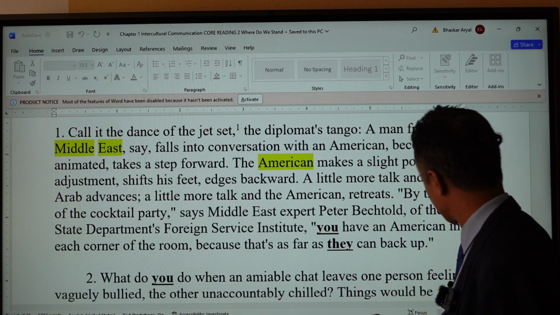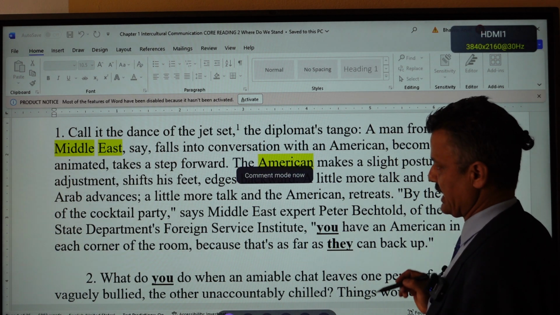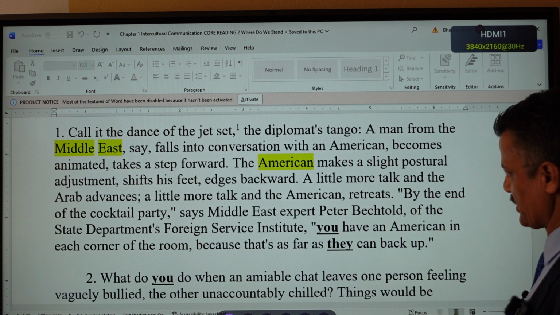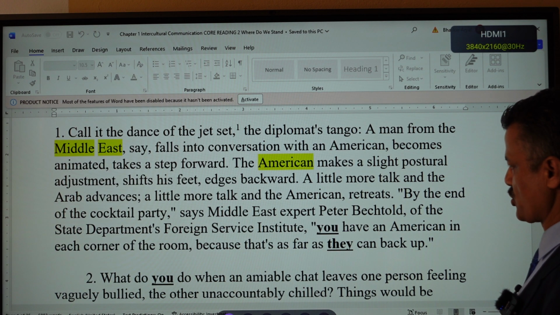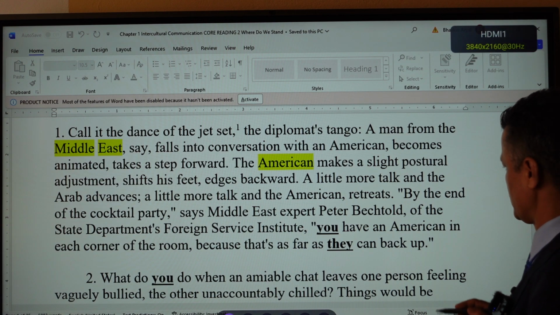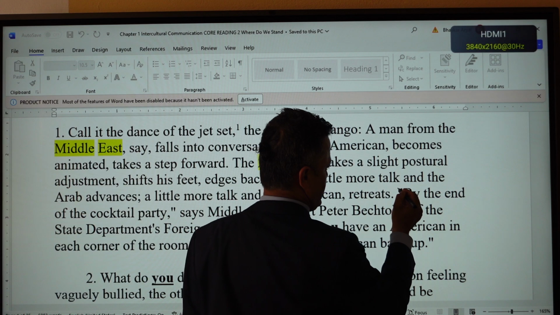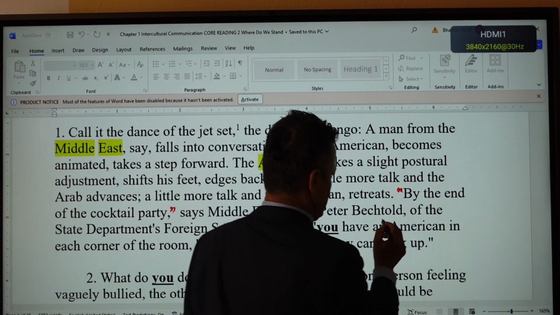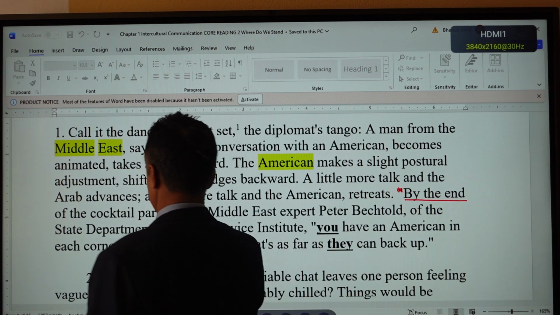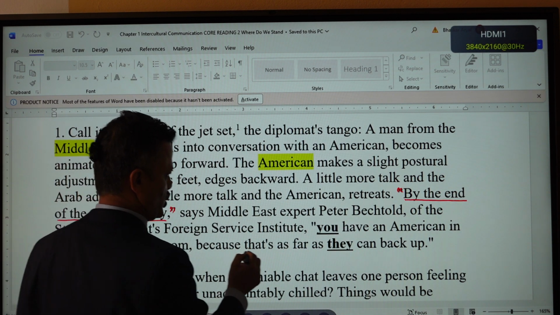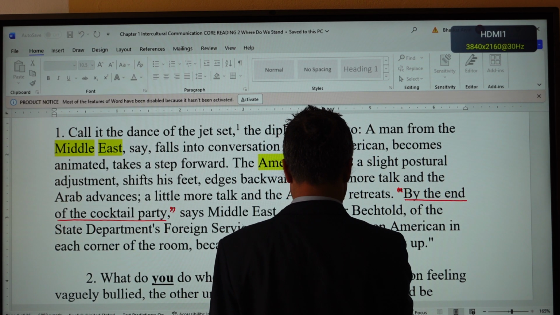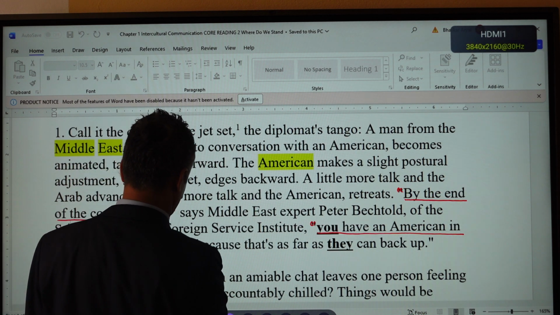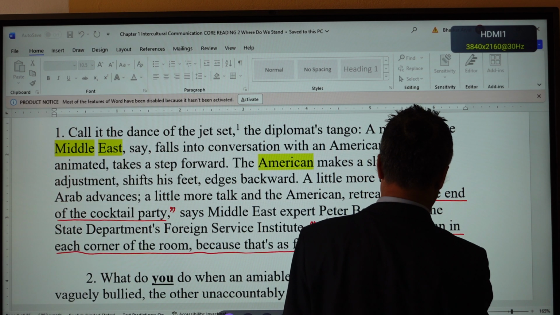Now let me erase this commentary and move again. By the end of the cocktail party, says Middle East expert Peter Bechtold of the State Department's Foreign Service Institute, you have an American in each corner of the room because that's as far as they can back up. A remarkable thing I'd like to point to here is, do you see this inverted comma here? It opens there and it closes here. This sentence, by the end of the cocktail party, then it opens again here. You have an American in each corner of the room because that's as far as they can back up.